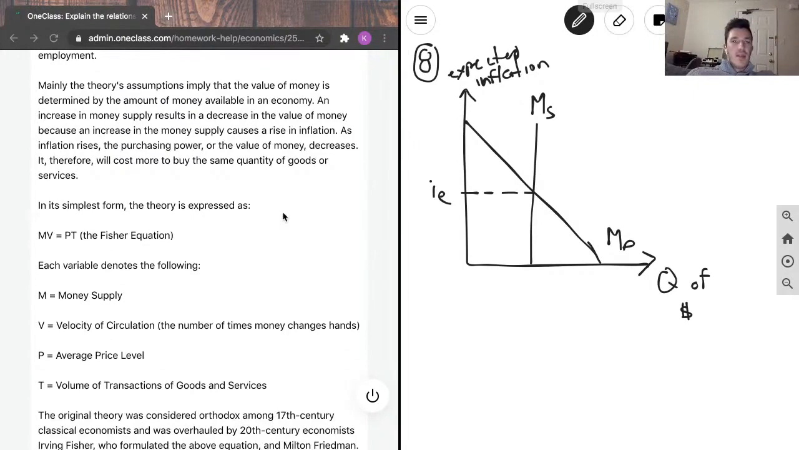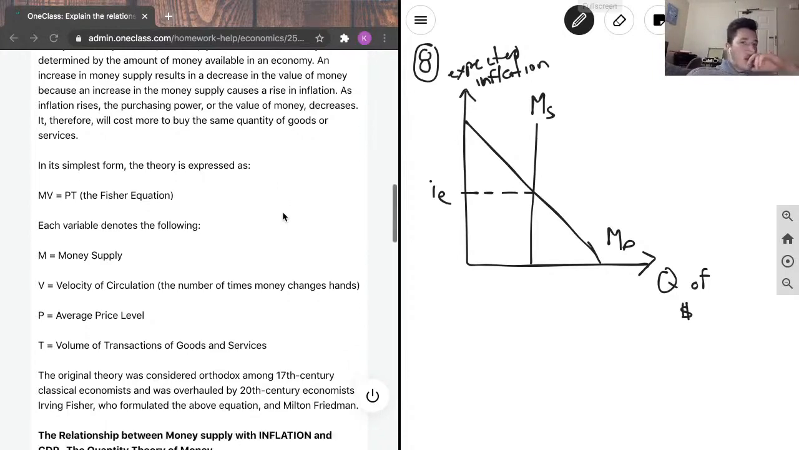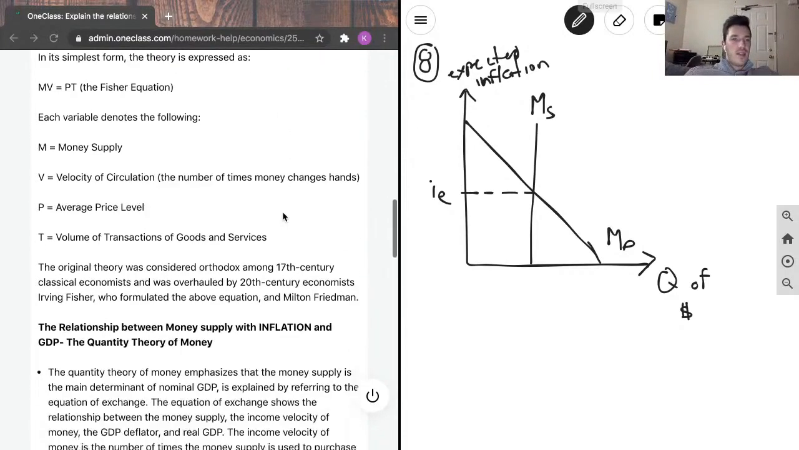Mainly, the theory's assumptions imply that the value of money is determined by the amount of money available in an economy. An increase in money supply results in a decrease in the value of money because an increase in the money supply causes a rise in inflation. As inflation rises, the purchasing power or the value of money decreases. Therefore, it will cost more to buy the same quantity of goods or services.